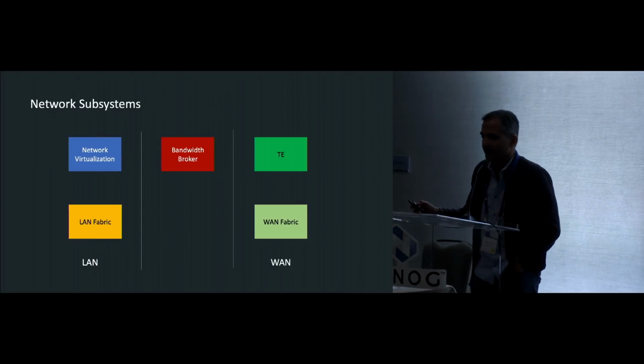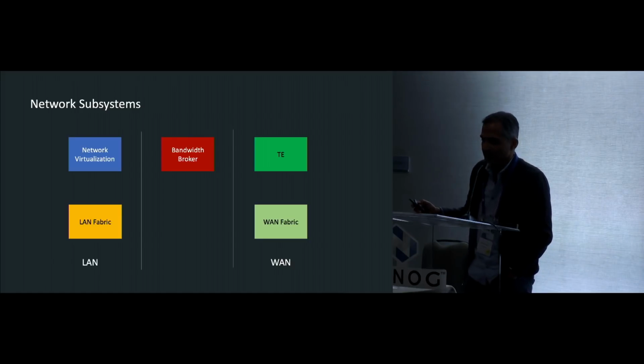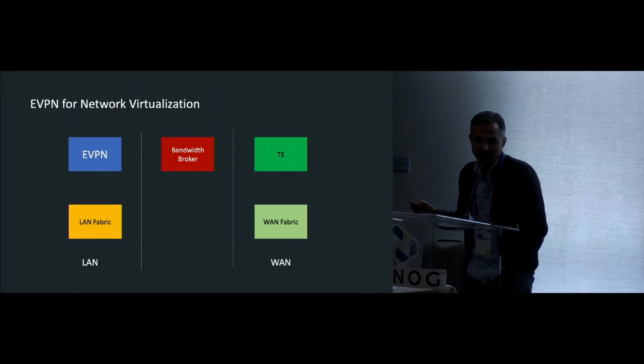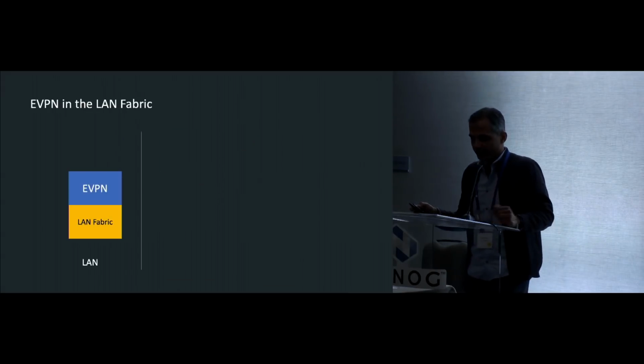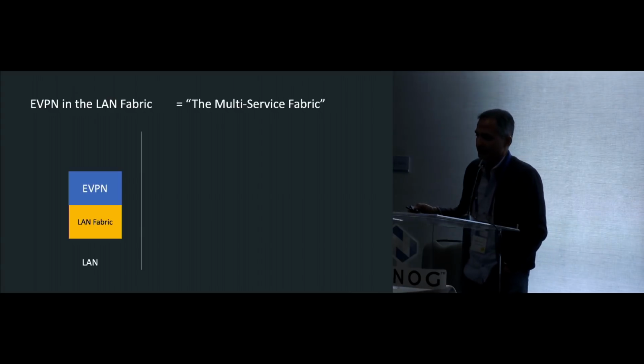So just to get started, I ripped this one from a Google slide somewhere. A network system as a whole is basically composed of multiple subsystems. One of the subsystems is a network virtualization subsystem, and in the case of Google, it's Andromeda. In the case of what we're going to talk about today, it's going to be EVPN, right? More specifically, EVPN in the fabric, as opposed to EVPN implemented on compute nodes or with smart NICs. Specifically here, it's going to be EVPN in the physical fabric, and this is what I refer to as the multi-service fabric.